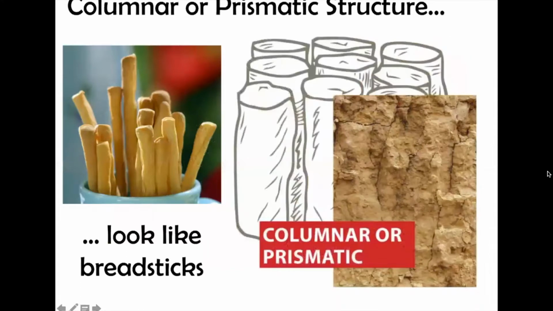Now we have columnar or prismatic structure, and this looks a lot like breadsticks. These peds are very tall and vertically shaped, and they have fewer pores than the blocky structure. And of course, they have fewer pores than the granular. And why do they have fewer pores? It's because of how long those vertical peds are, and it's very columnar.